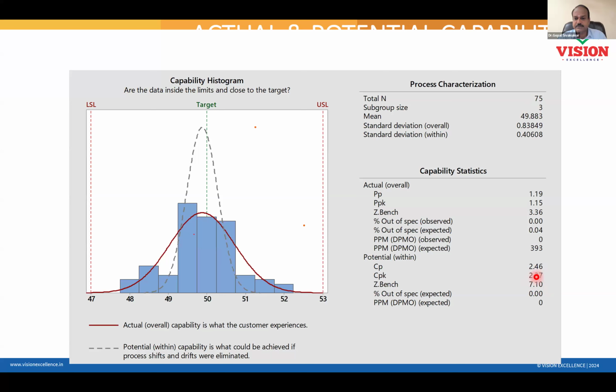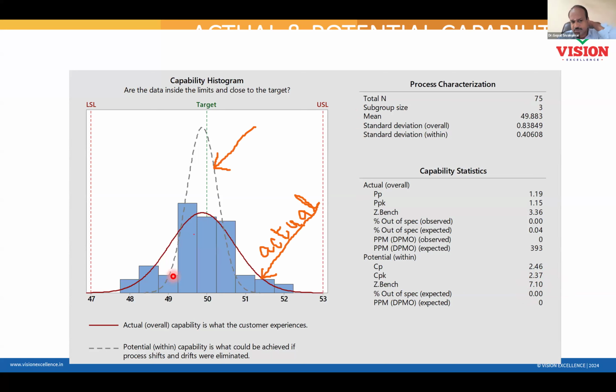How much is it? 7.1. 7.1 is 3 times 2.37. Am I right? Yes, almost. So you now understand how to calculate sigma level from the Cpk value. And you very well know how to calculate Cpk. So we'll do the same problem in Minitab also, and then you will be very clear.